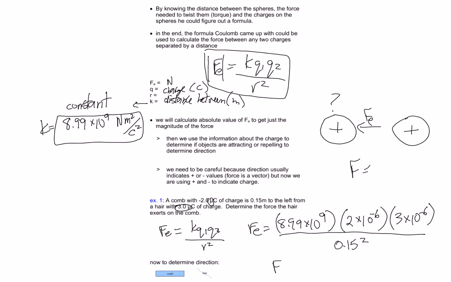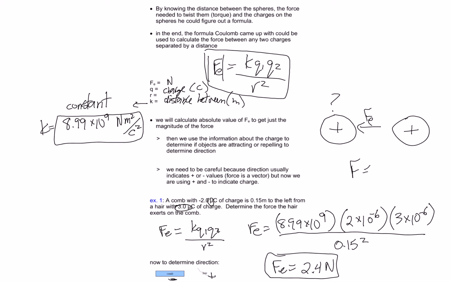So we plug all this in. We get a force of 2.4 newtons. Okay? So now what we want to do is worry about the direction. So remember, our comb was negatively charged. Our hair, we said, was positively charged. So now it says determine the force the hair exerts on the comb.